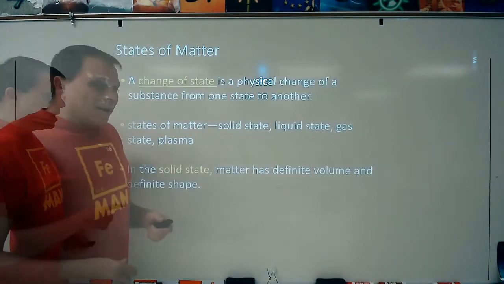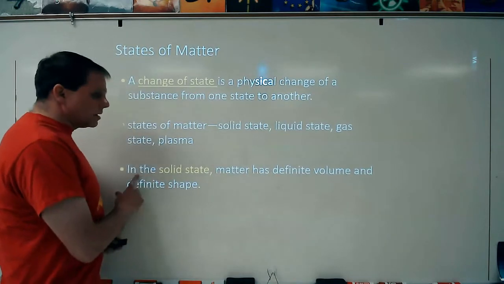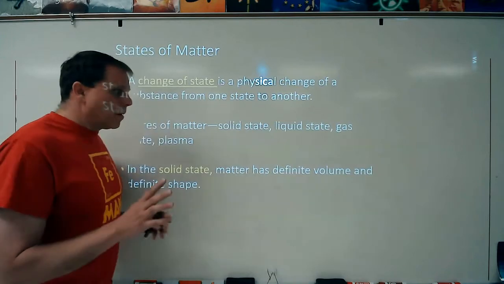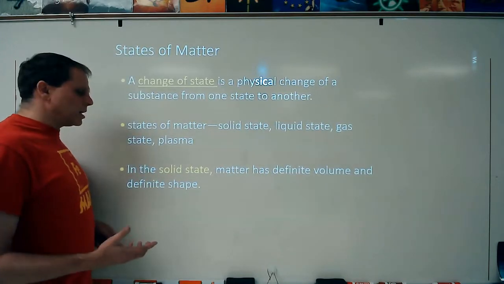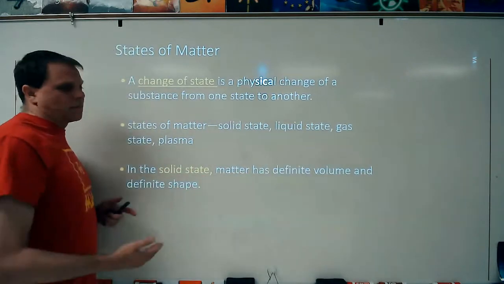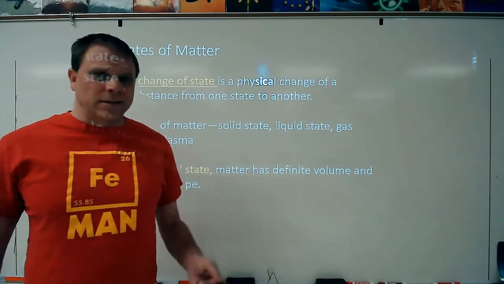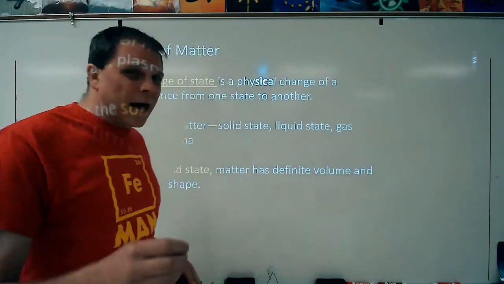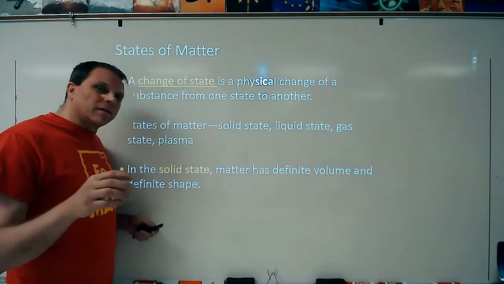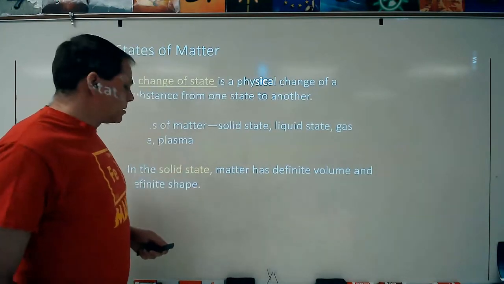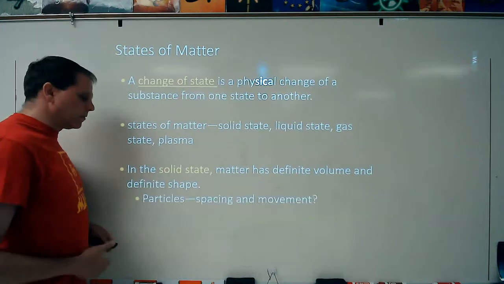So we want to talk about the solid state. And you've learned this stuff before, but one of the things we might not have thought about as much is what's happening at a molecular level. Okay, so yeah, we've learned definite volume, definite shape. We've known that since like third grade. But in chemistry, we really want to get into what's happening in the kinetic molecular theory. We'll talk about that a lot this year. What's happening at the atomic or the molecular level when we have a solid versus a liquid versus a gas.